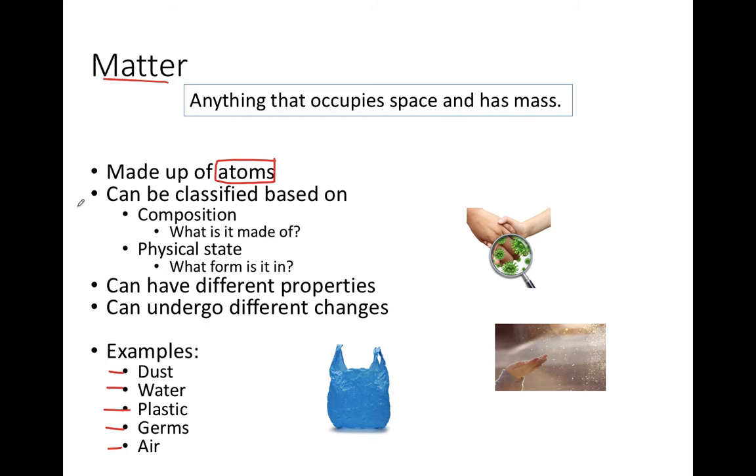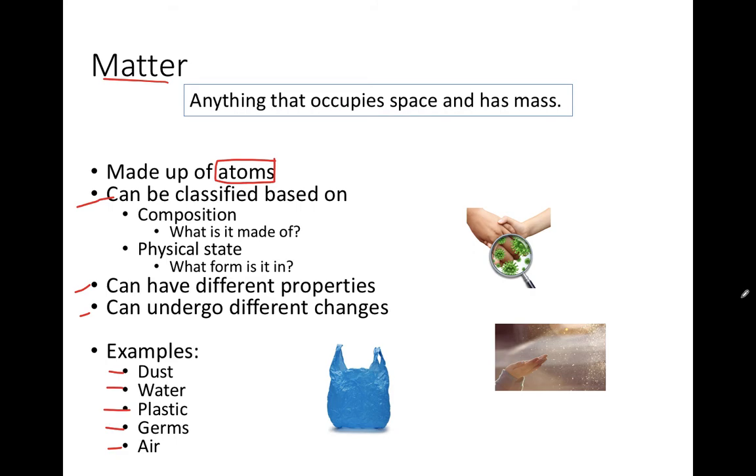Once we have matter and identify it, we can then start classifying it to better understand it. So that would be classifying based on composition. So what is the matter made of? You can also look at physical state. So what form is it in? Is it a solid? Is it a liquid or a gas? It can have different properties. So different types of matter have different properties, and they also undergo different types of changes. They can react with certain things in certain situations.